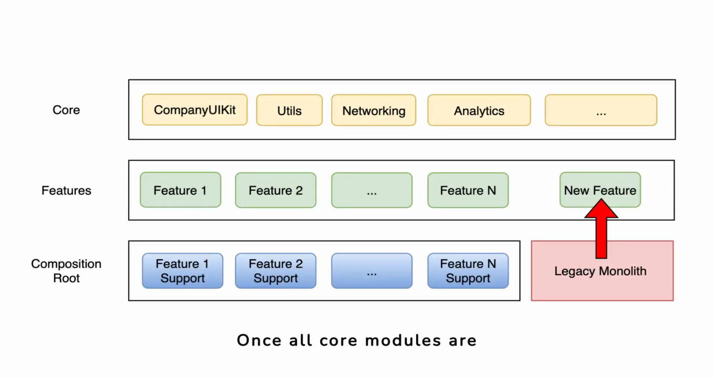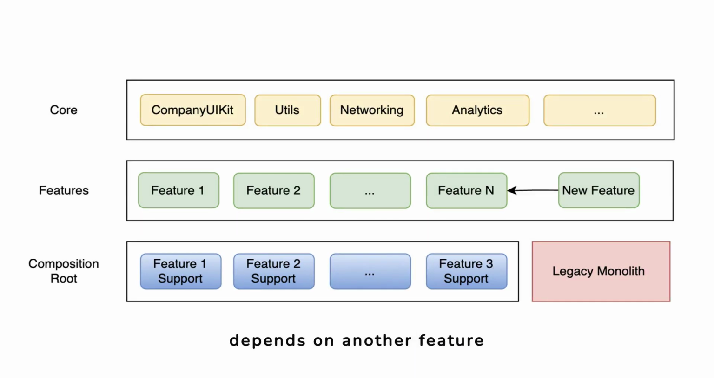Once all core modules are modularized, let's consider a scenario where you have a feature within your monolith that you want to modularize next. You need to create a new module and move the related code there. Now it's important to ensure that the dependency direction rule is not violated. You may find yourself in one of the three situations.